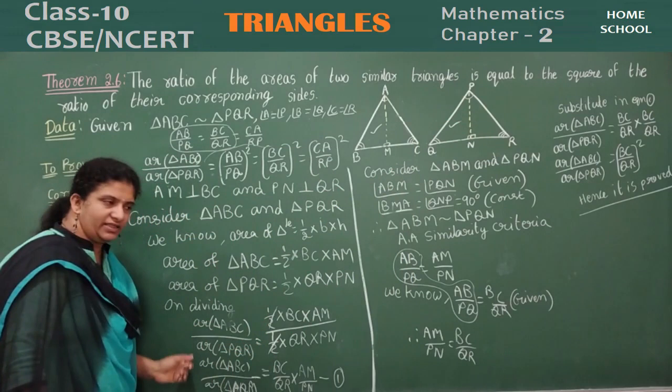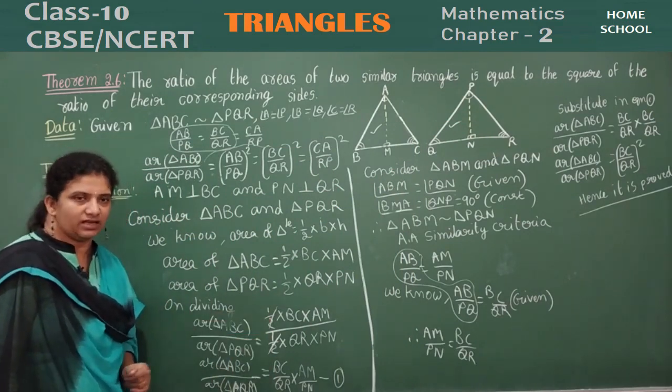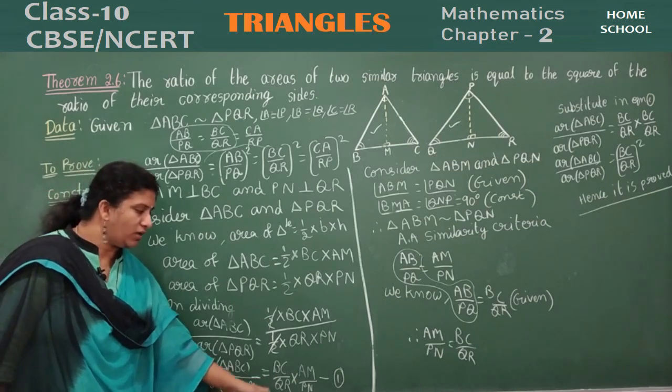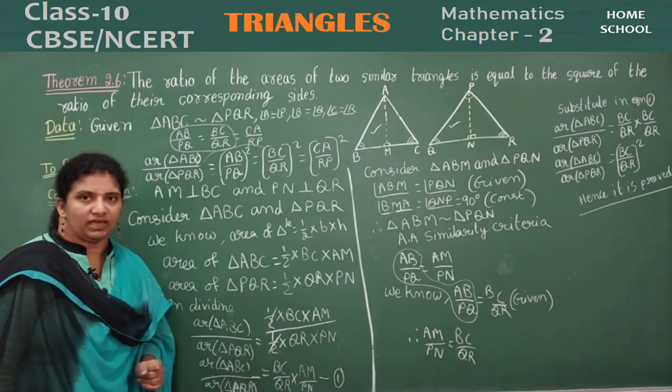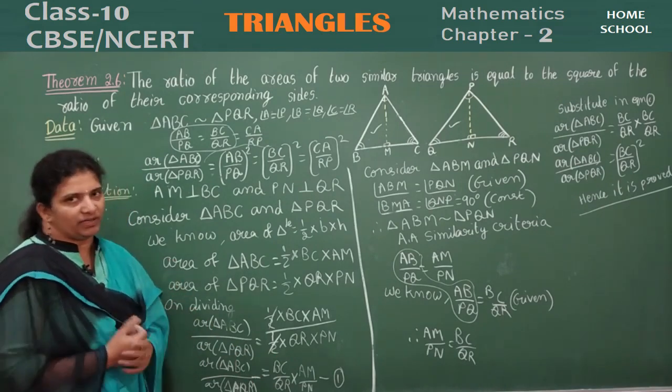On dividing these two, what happens? Half will be cancelled. What are you left with? BC by QR into AM by PN. Mark it as the first equation. Half of your theorem is completed.